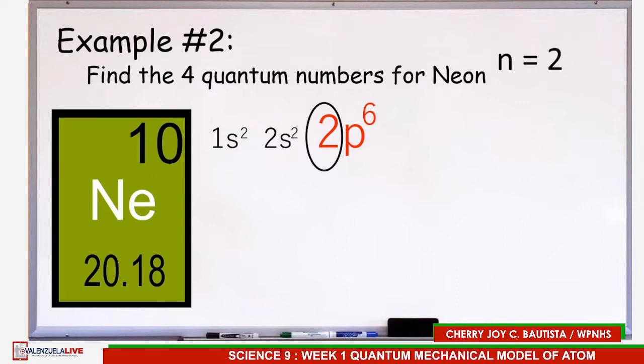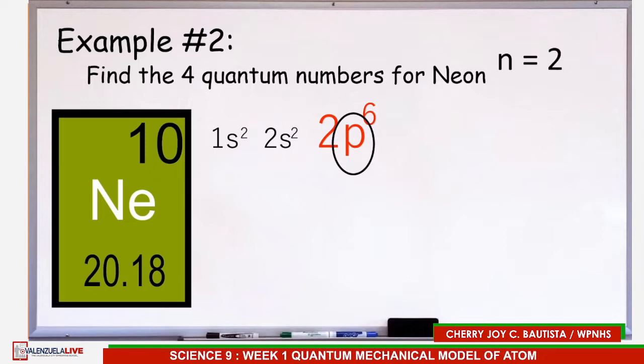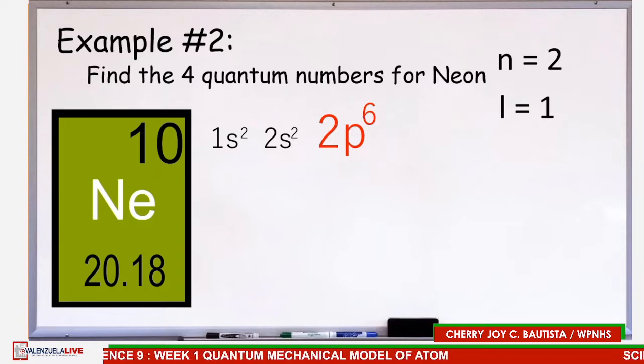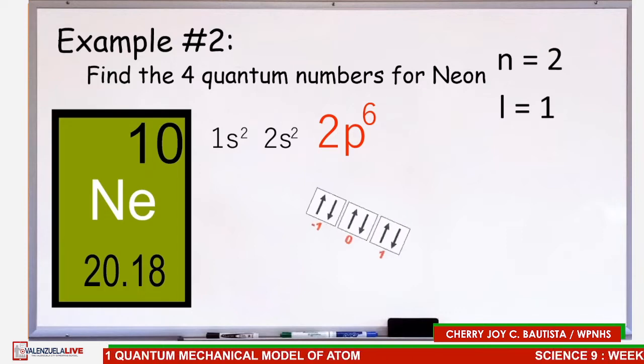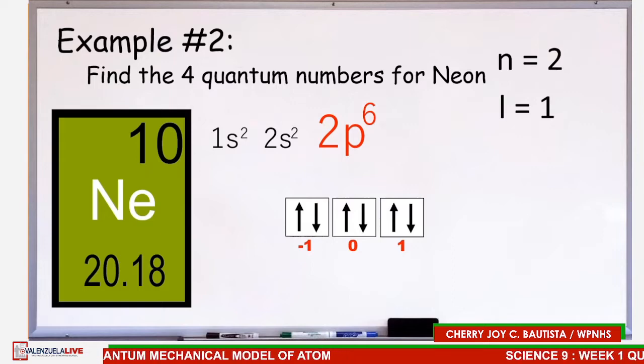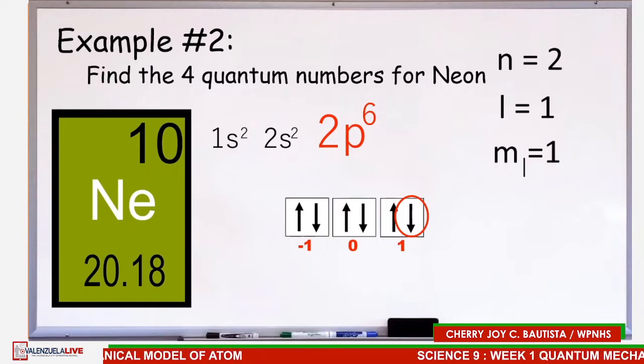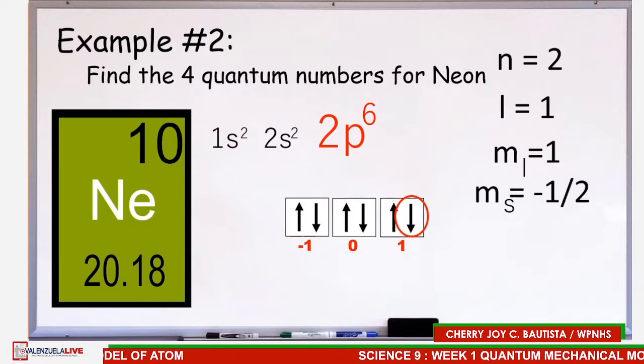So n is equal to 2. Since it is p, therefore the value of l is 1. Since our l is 1, this means that our m sub l would be anything between negative 1 to 1. And that would be negative 1, 0, 1. Since the last arrow ends with 1, therefore m sub l is 1. And since it is a downspin, we have m sub s is negative 1/2.